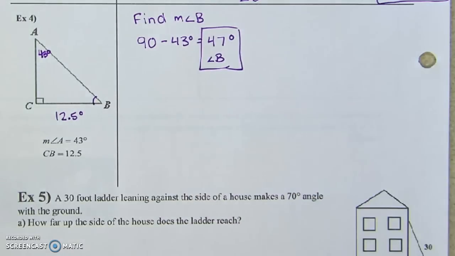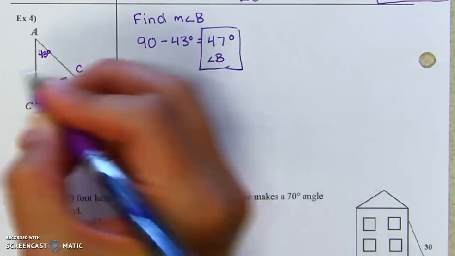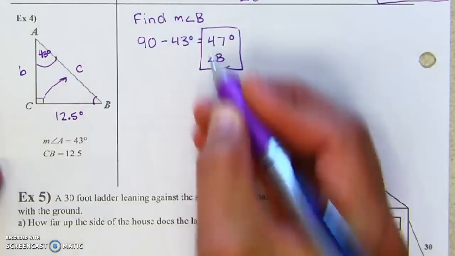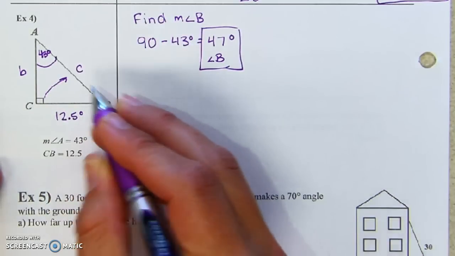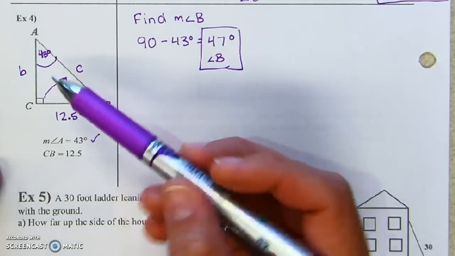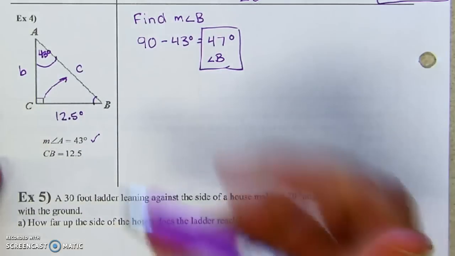All right, what should we find next? Let's see here. Let's label these. So let's label this C, and let's label this little b. And we've got to find those missing sides. Here we go. I'm going to use the angle given, because what if we messed up on angle B? So I don't want to use that one. I'm going to use the one they gave us. So 43. Let's see. How should we find side? Let's find side b next.